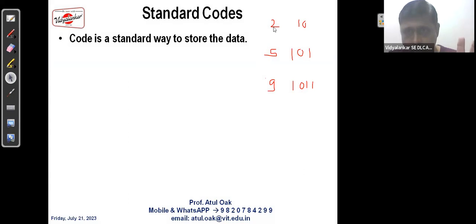Decimal value 2, binary is 10. Decimal value 5, binary is 101. Decimal value 9, binary is 1011. Okay, that means if you observe very carefully you will find that every digit requires different bits. Like 2 I represent using 2 bits, 5 I represent using 3 bits, 9 I represent using 4 bits.